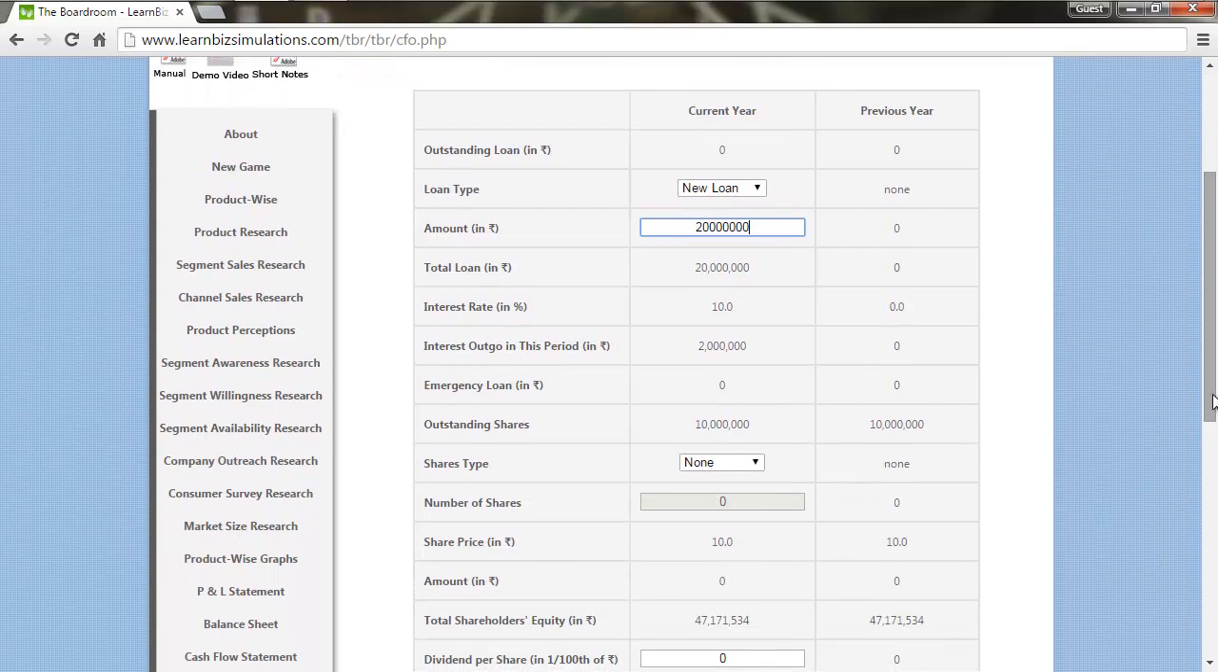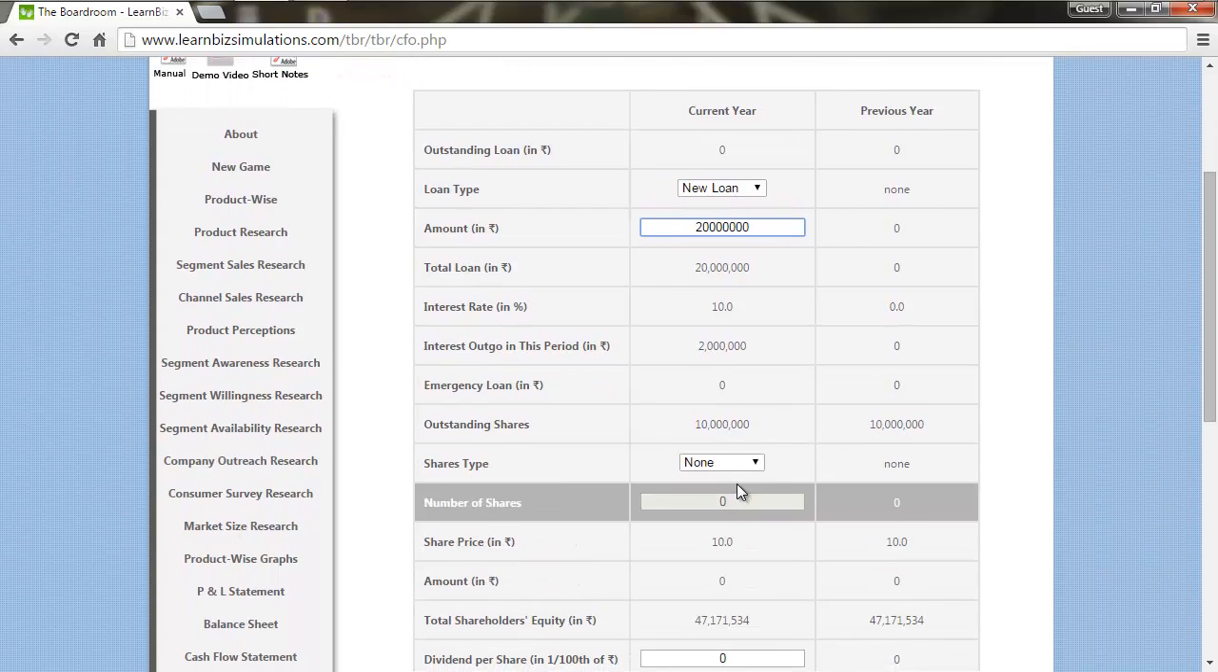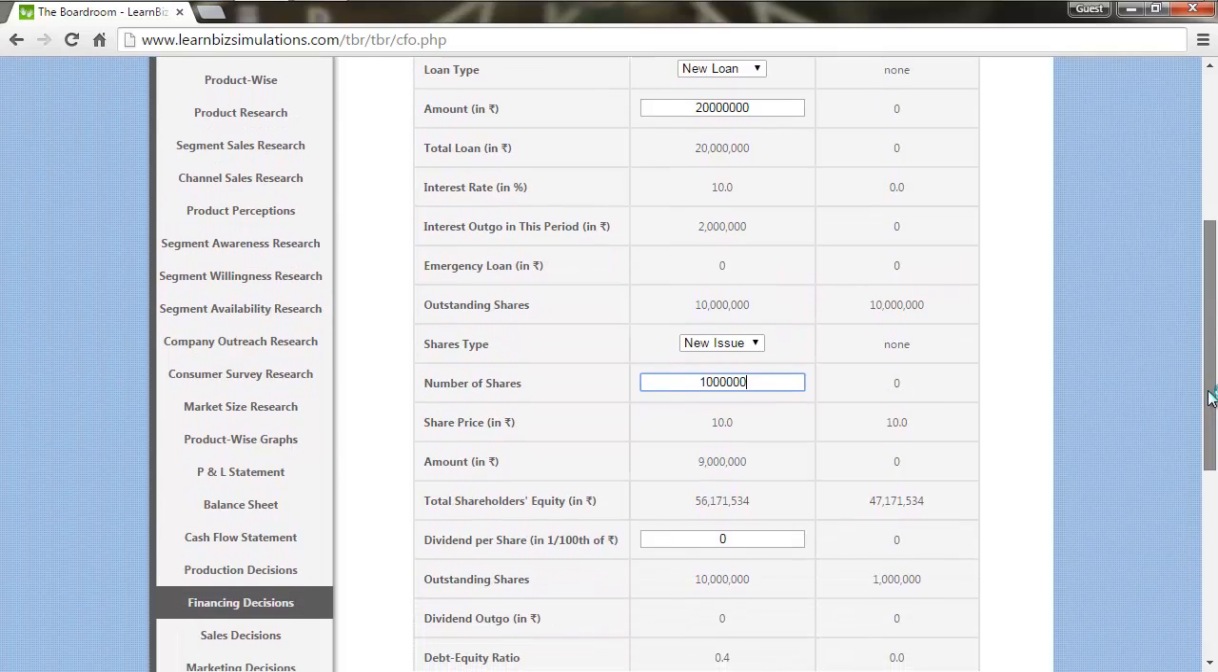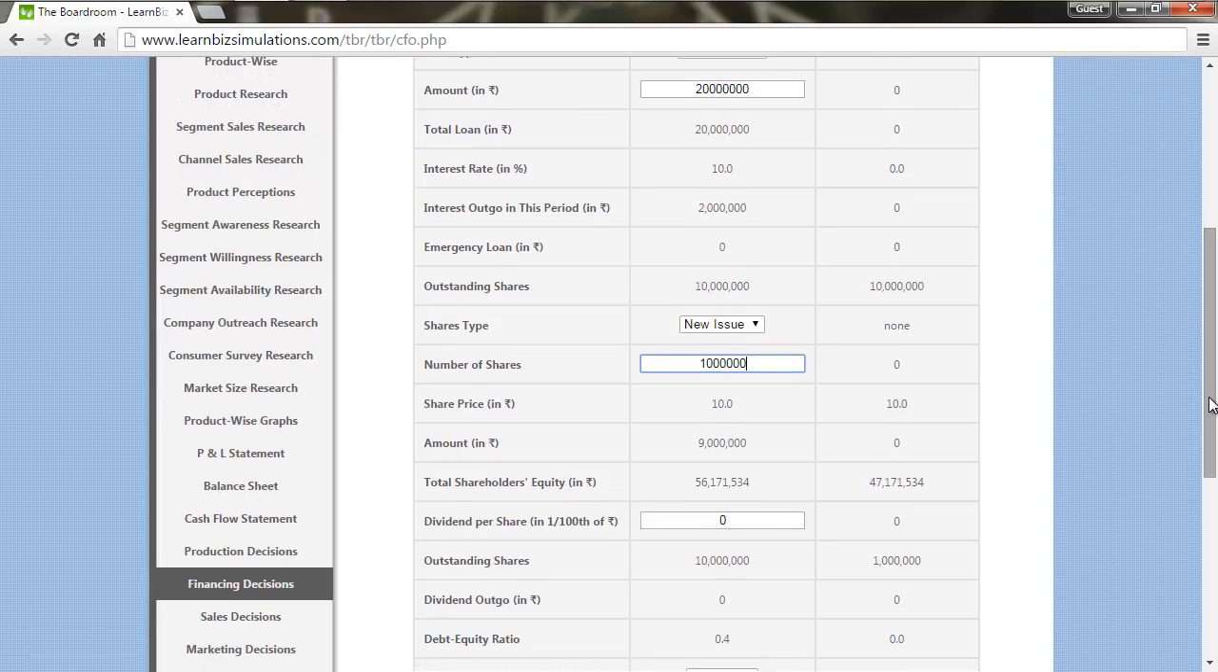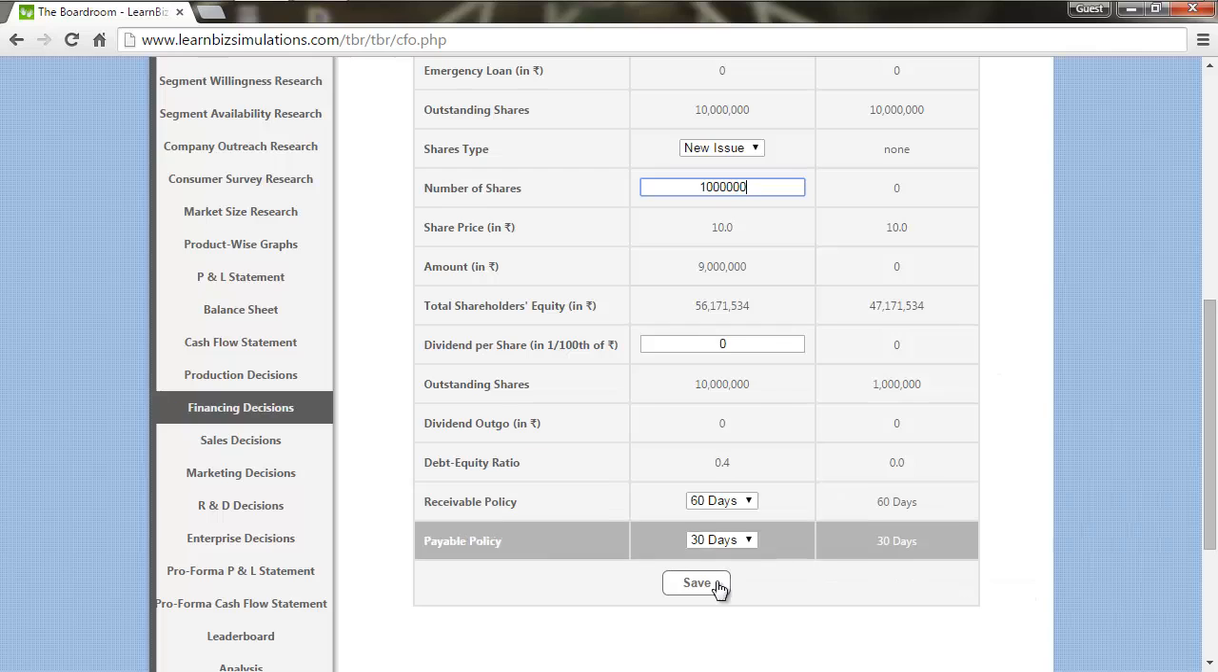And also go for a new issue of 1 million shares. Since this is round 1, we decide not to declare any dividends and not make any changes to the receivable or payable policy. Having made all these changes, we recommend you once again review the impact through the pro forma profit and loss and cash flow statements before we move on to the next round. Now save these decisions.